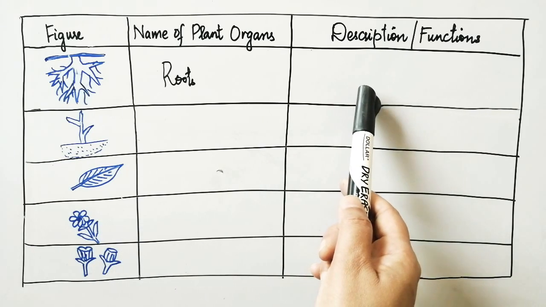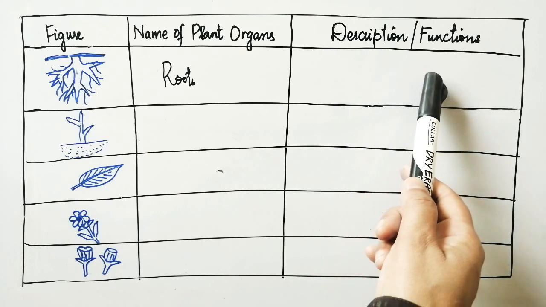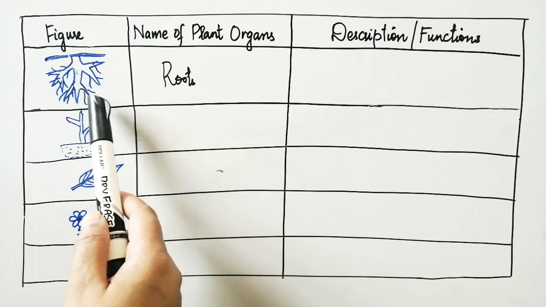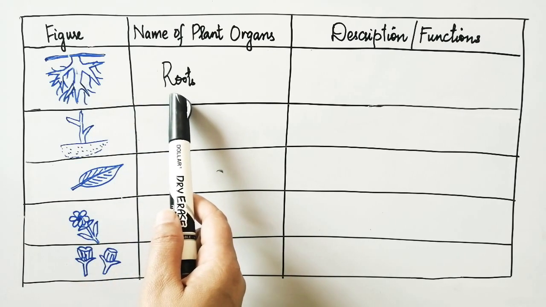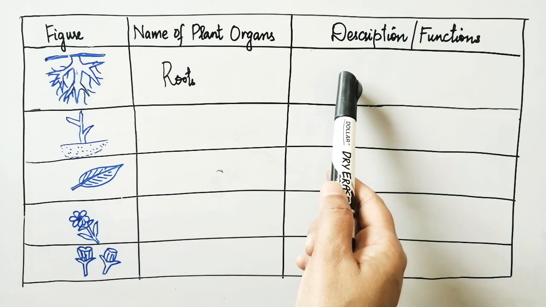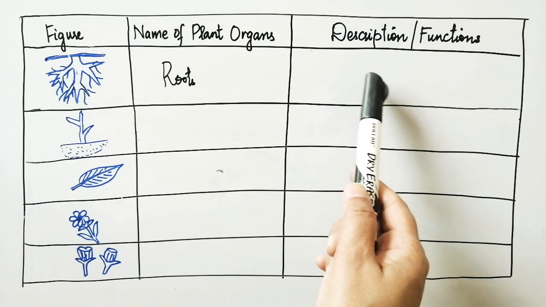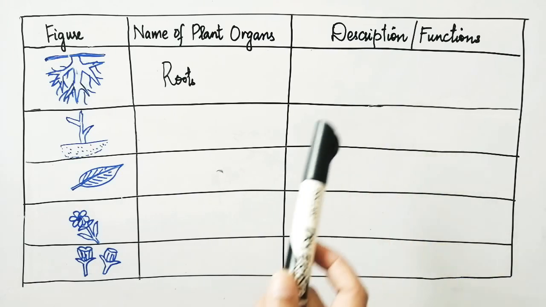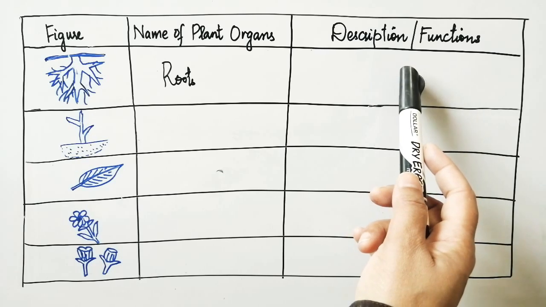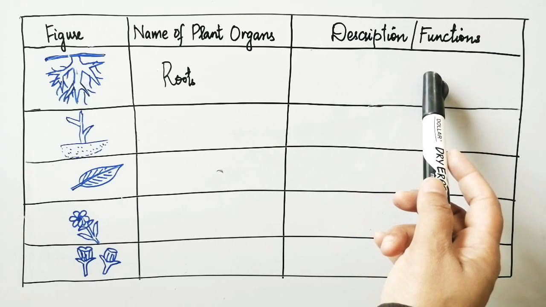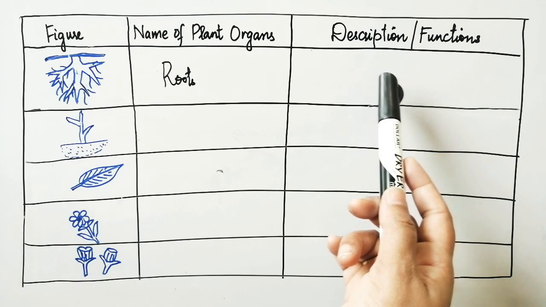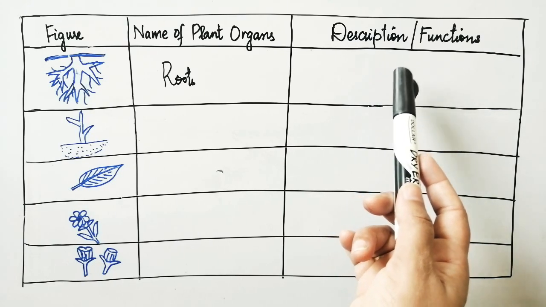In the third column, you have to write down the description, or even you can write down the function as well. Suppose if these are roots, as you can recognize here and write down the name, then you will write down the function of the roots, that what function do roots perform for the plants. So roots hold a plant in place in the ground and also take in the water that is needed by the plant. No need to write down the long description. You can summarize your function or description.